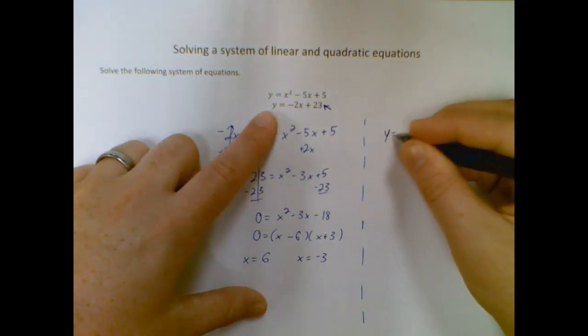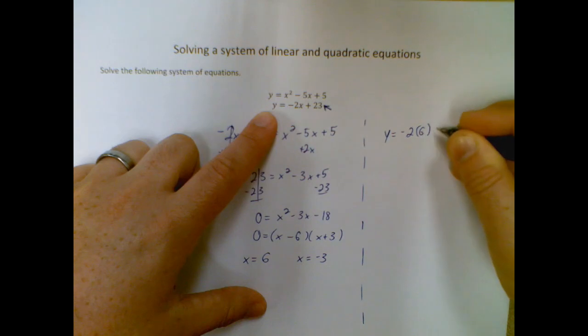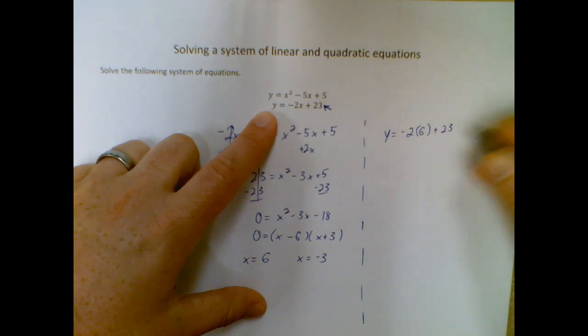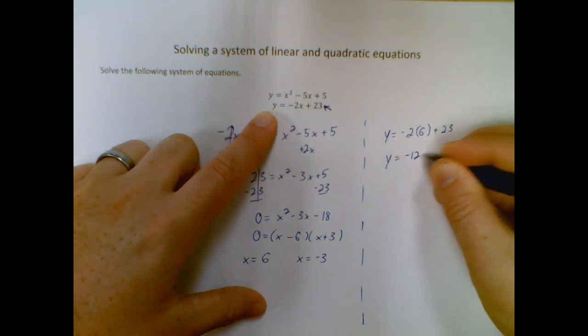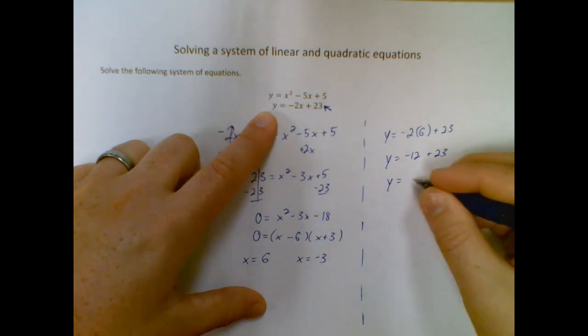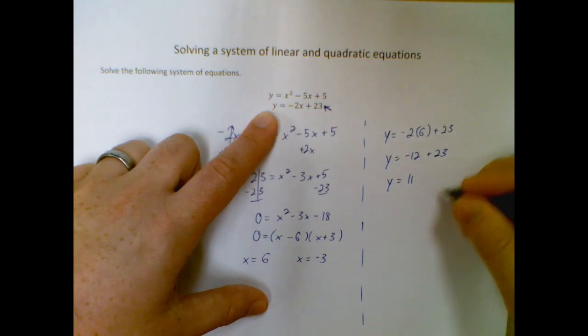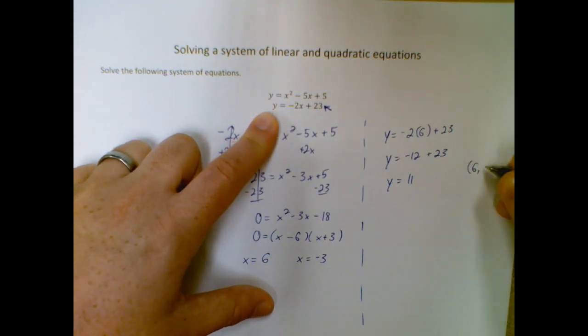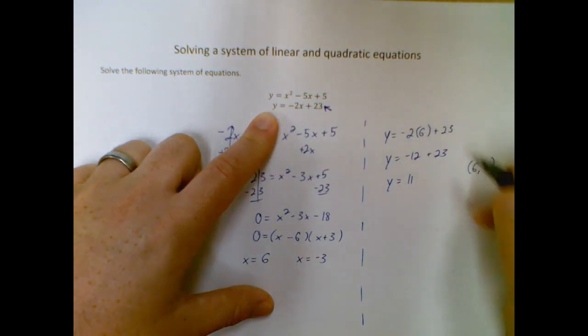So y equals negative 2 times 6 plus 23. So negative 12 plus 23, y equals 11. So my first point is 6, 11, because I plugged in 6 and got 11 out.